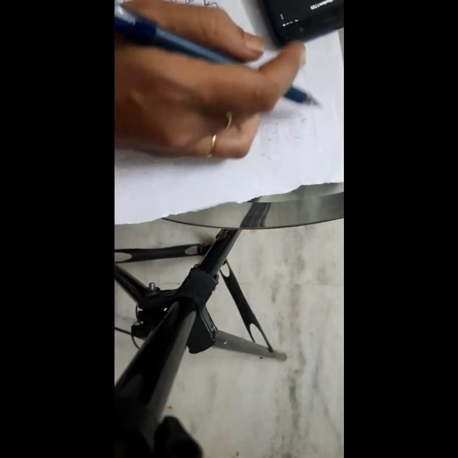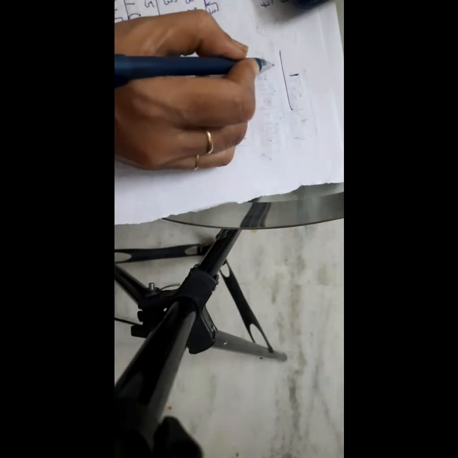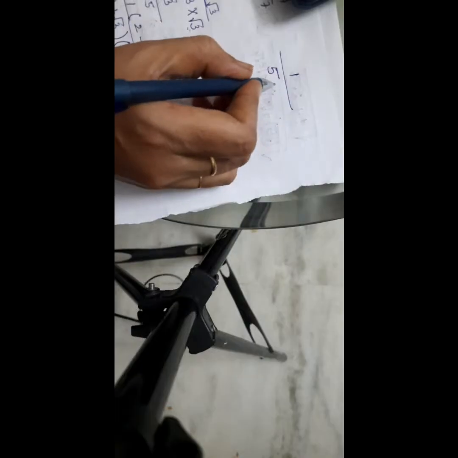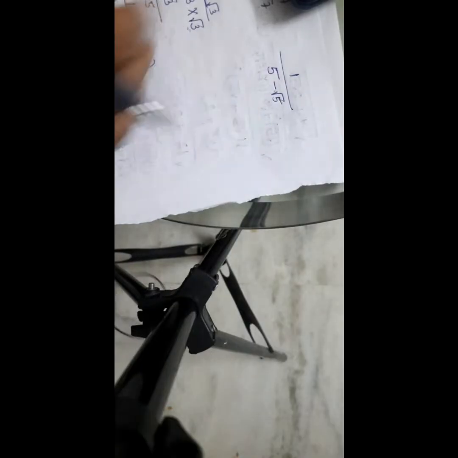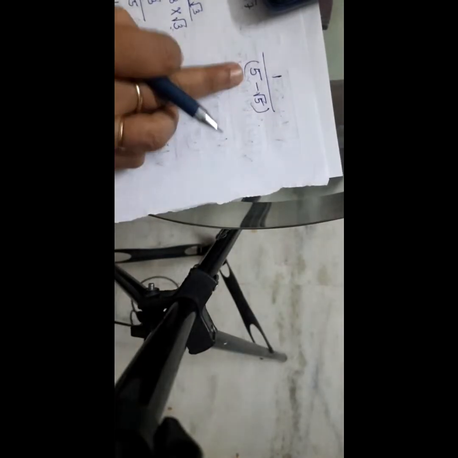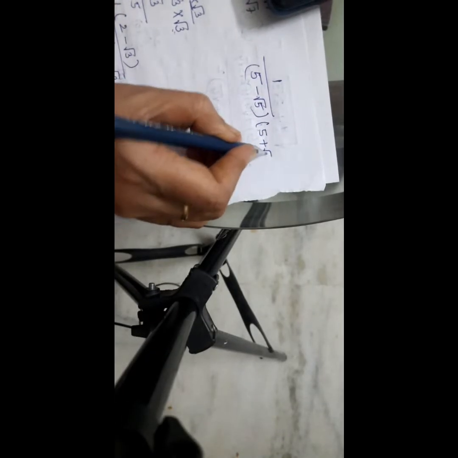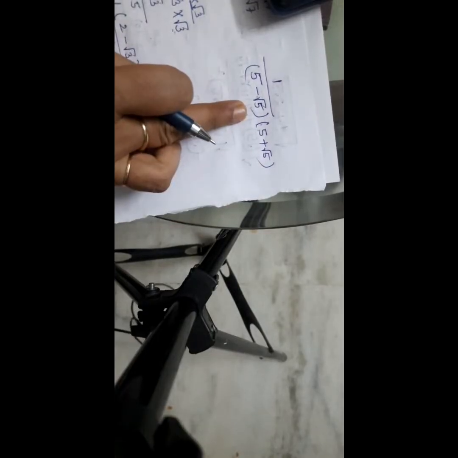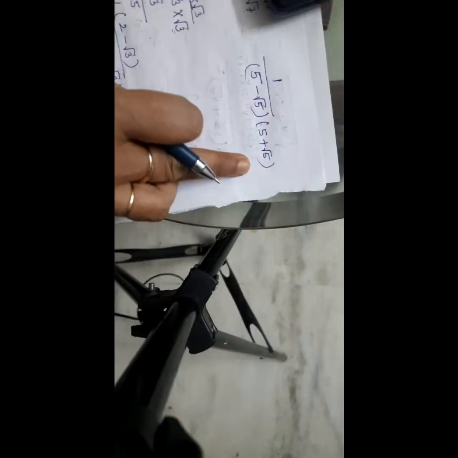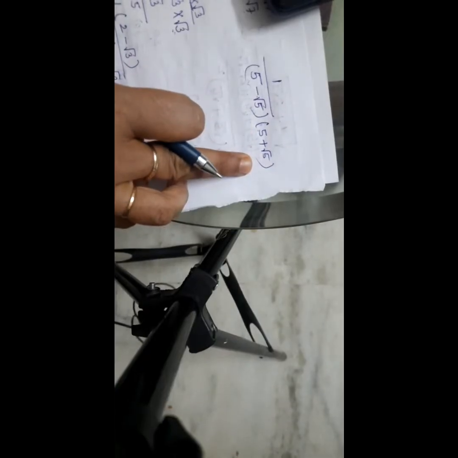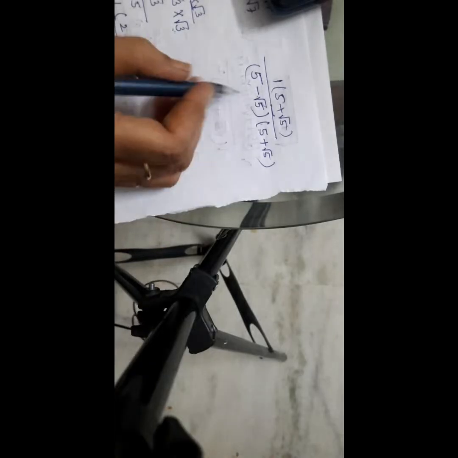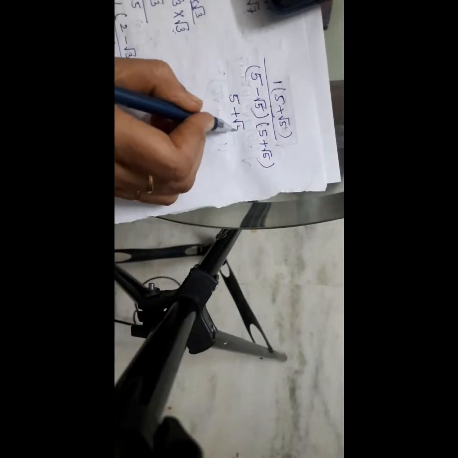1 upon 5 minus root 5. What are we going to do here? Whatever the term is in the denominator, we take that with the opposite sign. So it is 5 minus root 5, so we multiply this by 5 plus root 5, in both numerator and denominator. And the next step, don't make any changes in the numerator.